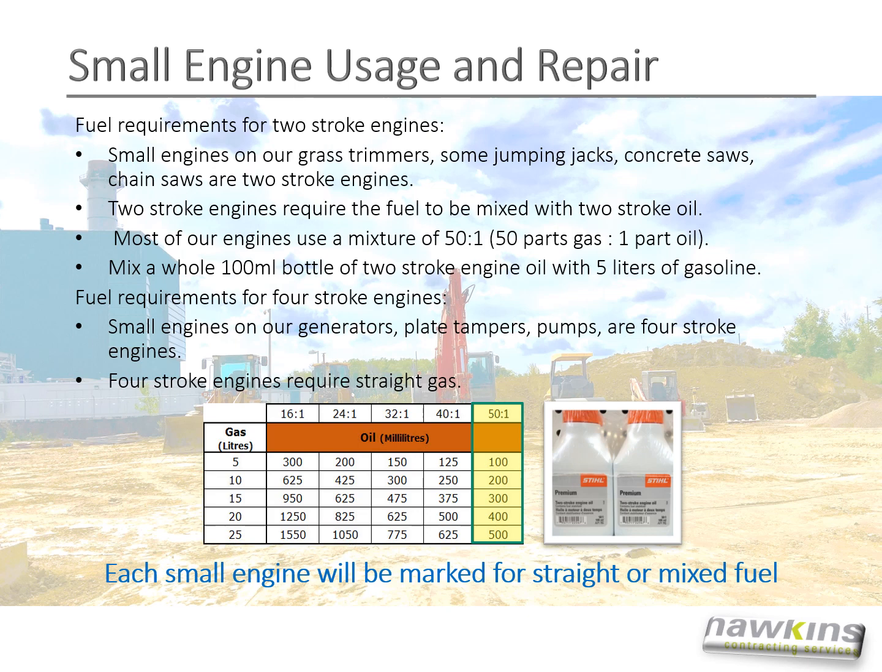Two-stroke engines. Small engines on our gas trimmers, some jumping jacks, concrete saws, and chainsaws are two-stroke engines. Two-stroke engines require the fuel to be mixed with two-stroke oil. Most of our engines use a mixture of 50:1, which means 50 parts gas for every 1 part oil. Mix a whole 100 milliliter bottle of two-stroke engine oil with 5 liters of gasoline.